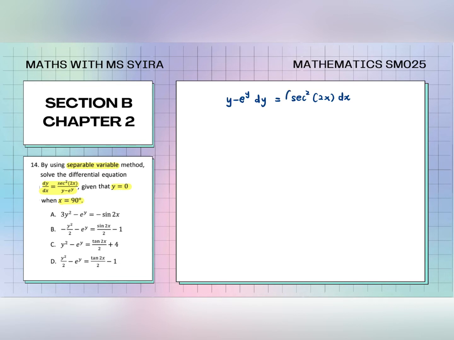Okay, and then we integrate it. Okay, integrate y will be y squared over 2. Integrate e to the power of y, we just copy it back. Okay, integrate secant squared. If you still remember, integral of secant squared is tangent, because differentiating tangent gives secant squared. So, tangent of 2x over 2 plus c.